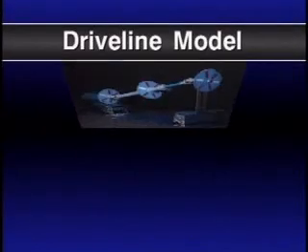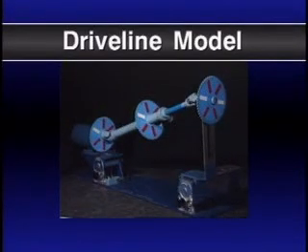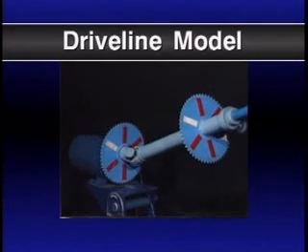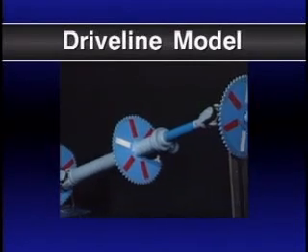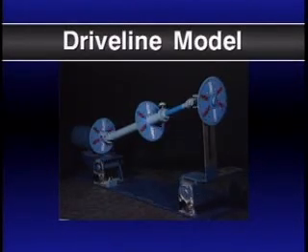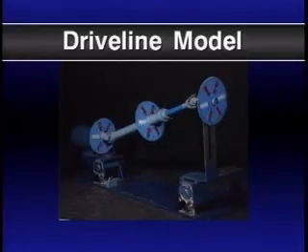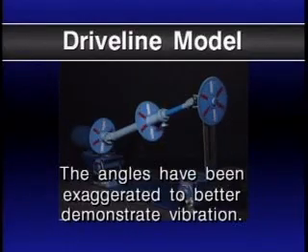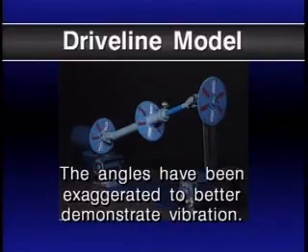To find out why improper phasing and angularity cause vibration, let's look at this working model of a driveline. As you know, U-joints are designed to work at angles. And when you have a linked shaft, with each section rotating at a different angle, a unique phenomenon occurs, which we'll demonstrate with this model. The angles have been exaggerated to better demonstrate vibration.